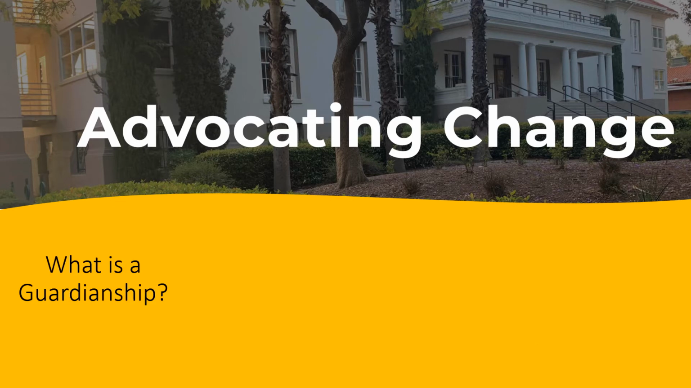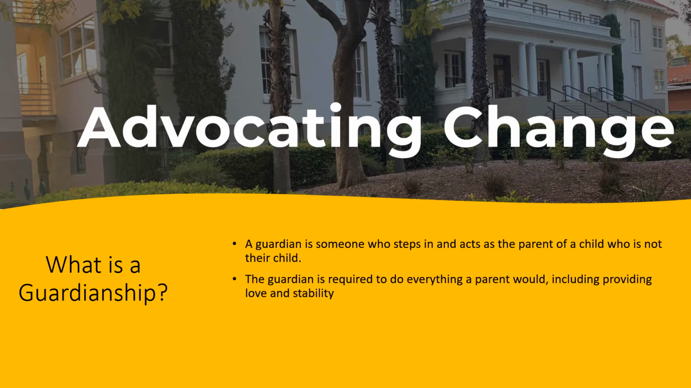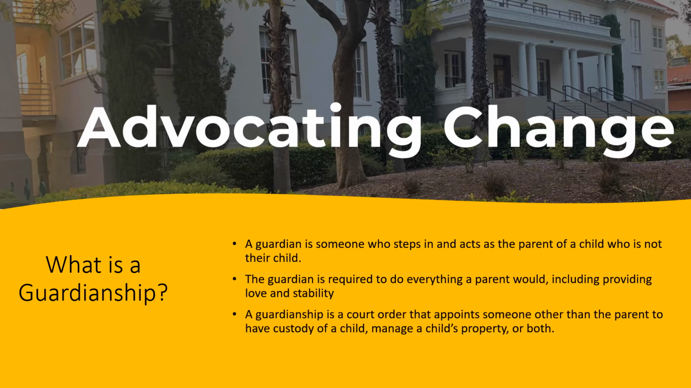So what is a guardianship? A guardian is someone who steps in and acts as the parent of a child who is not their child. A guardian is required to do everything a parent would, including providing love and stability. A guardianship is a court order that appoints someone other than the parent to have custody of a child, manage a child's property, or both.